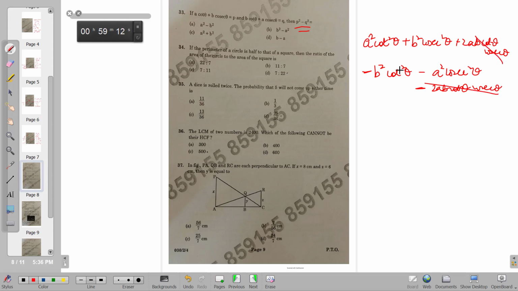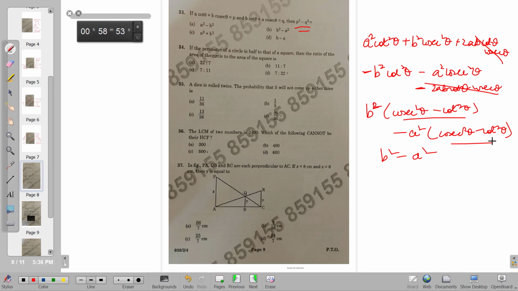Take B square common. B square into cosec square theta minus cot square theta. If you take minus A square common, you will get cosec square theta minus cot square theta. So you get B square minus A square because cosec square theta minus cot square theta is equal to 1. 33rd one, this will be option B. 34. If the perimeter of a circle is equal to half of that of a square, ratio of area of circle to area of square.